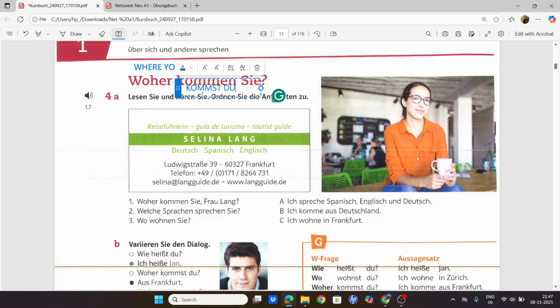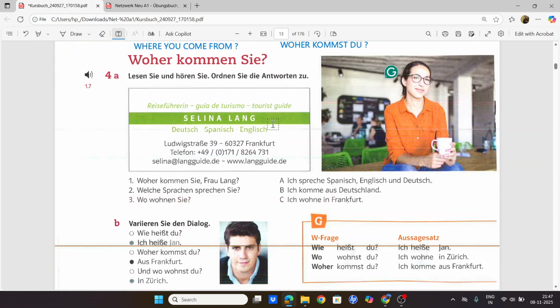This is the right way of asking your friends, or someone you don't think you need to address formally. Let me write the full words: woher kommst du. This is the right pronunciation for asking where someone comes from informally, and "Sie" is the formal one. So remember that.